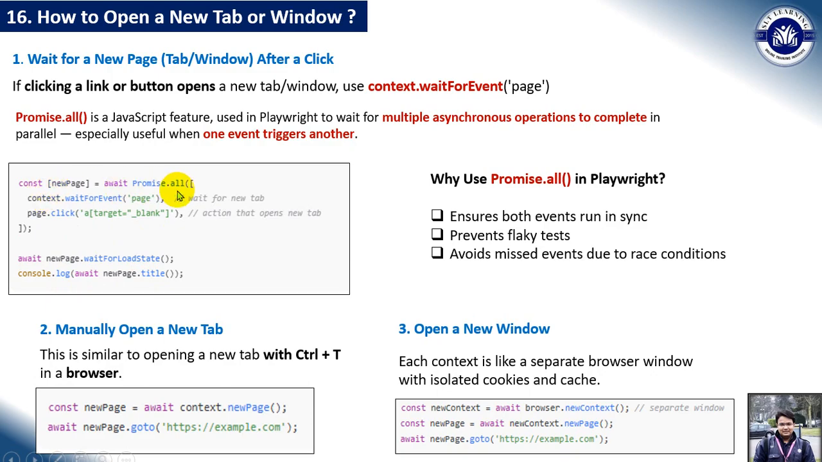New page: await Promise.all, then context wait for event, you are going to wait for this particular event, then you click on this element, and then after the click you wait for the page to be loaded successfully.